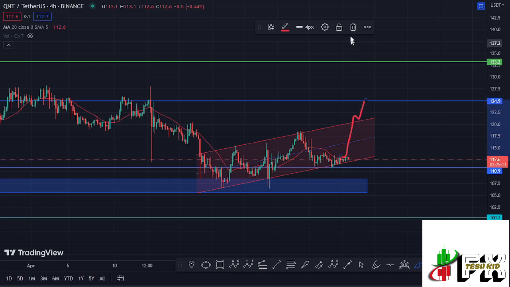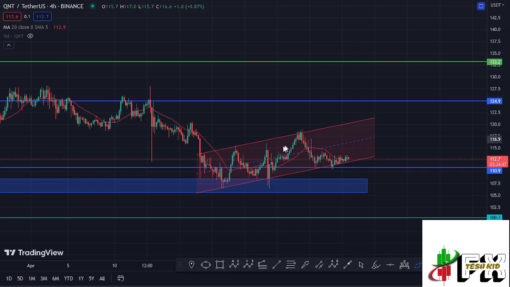But in case we see a breakout out of this chart pattern to the lower side, then I'll be watching our key area of support at around the $110.9 mark, because that can give us support and then find that bounce back to the upper side. But in case we lose it, then we need to keep our eyes on the next key area of support at around the $106.6 mark.